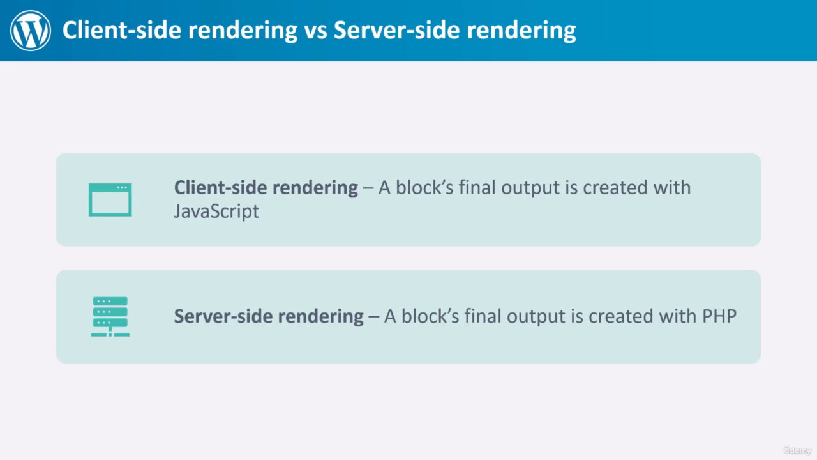Server-side rendering is when a block's final output is created with PHP. The block's content is never saved in the database. Instead, a placeholder will be saved by Gutenberg. This placeholder will be replaced by the return value of a PHP function for handling the final output. In this course, we are going to explore both options. For starters, let's try creating a block with client-side rendering. It's the simpler solution. After looking at both approaches, we will dive deeper into the differences.